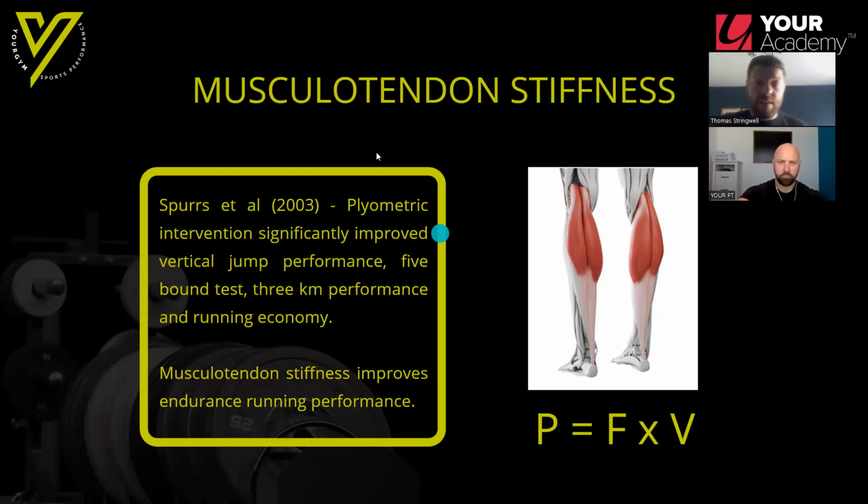So in this study here, if you look, there are significant improvements in vertical jump or power, a bound test, a 5 bound test, 3 kilometer performance, and running economy. And that's the key there for runners. Running economy means you can do the same amount of work and it's costing you less energy, which then means you can run quicker because you've got energy reserves. So this is not just for powerful athletes, it's for anyone that's doing any form of recreational running.